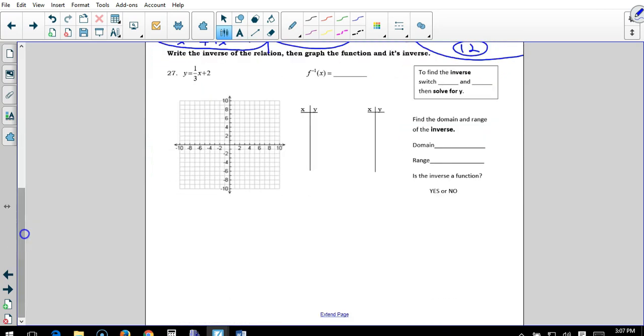Okay, some inverses. To find the inverse, we switch the x and the y and then solve for y. So I'm going to do that down here just for room. So first off, x equals 1/3 y, plus 2. Subtract 2 from both sides, x minus 2 equals 1/3 y. To get rid of the 1/3, I'm going to multiply by 3, both sides. Which gives me y equals 3x minus 6. Or 3 parentheses x minus 2.